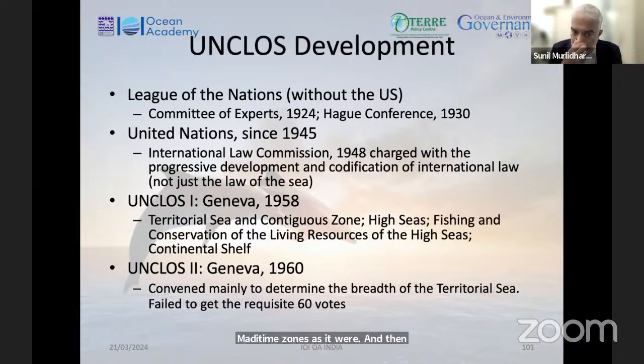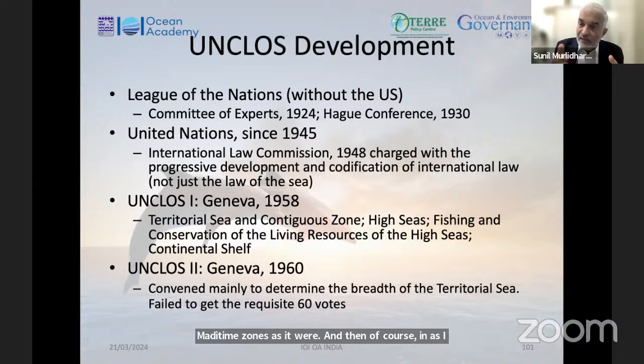And then, of course, the momentum towards 12 nautical miles was gaining. And they could not decide that in the 1958 Geneva Conventions. So in 1960, 2 years later, they held another conference, mainly to determine the breadth of the territorial sea. So how broad, whether it should be 3 miles, 6 miles, 9 miles, 12 miles, 20 miles, or 200 miles? So just to determine that.